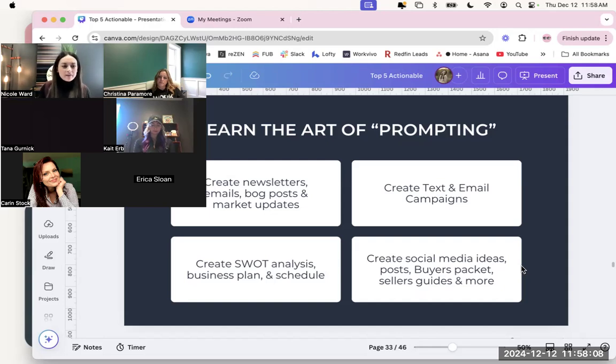If you have a CRM and you want to create a 5-day text campaign for open house leads, maybe you just went to an open house and 10 families came through and you want to create a text campaign for them, you can ask AI to create a text campaign. You can tell it to make it funny, engaging, short, whatever you want. It'll help you create these things. It can also help you create a social media schedule, buyers packets, sellers packets, all sorts of stuff. All you have to do is learn how to prompt your AI.